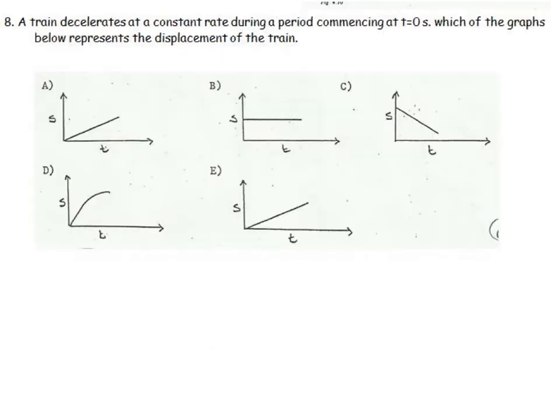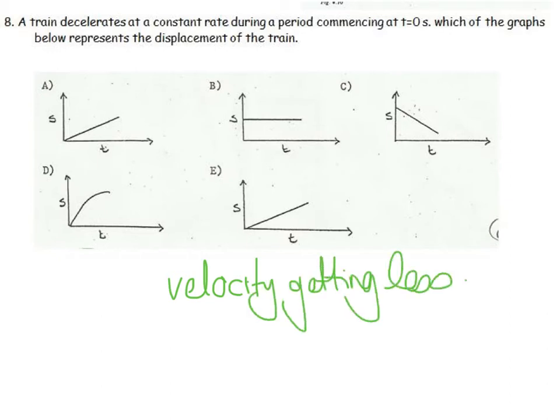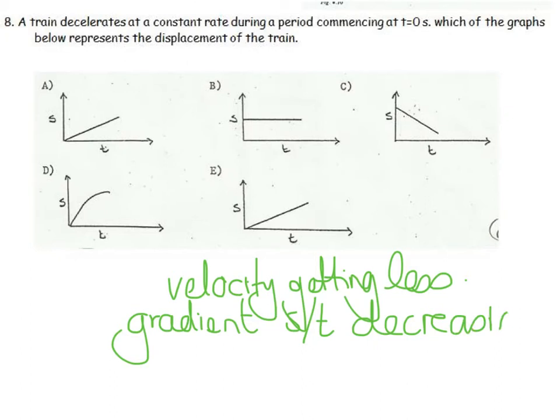A train decelerates at a constant rate during a period commencing at t equals 0. Which of the graphs below represents displacement of the train? Decelerating means velocity getting less. If the velocity is getting less, the gradient of a displacement time graph will be decreasing. So where do we have a decreasing gradient?